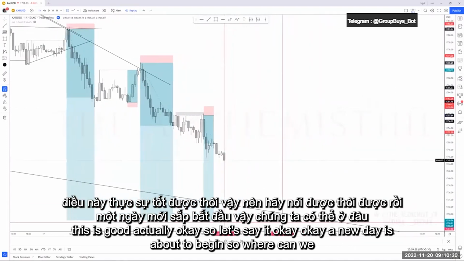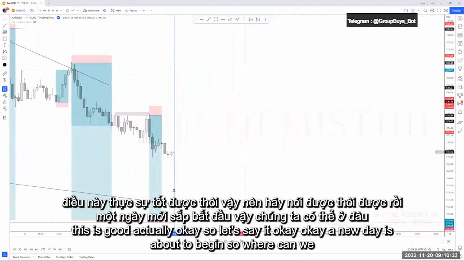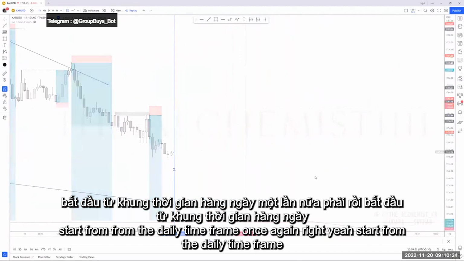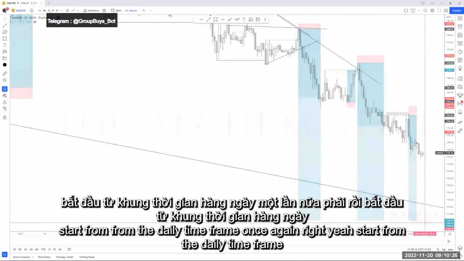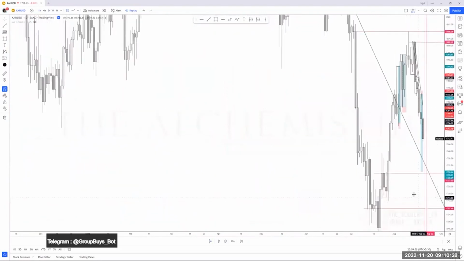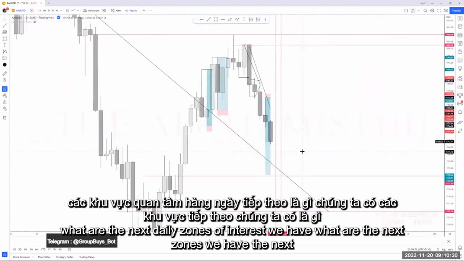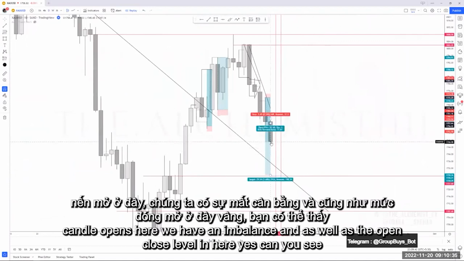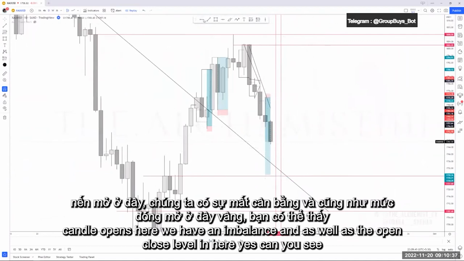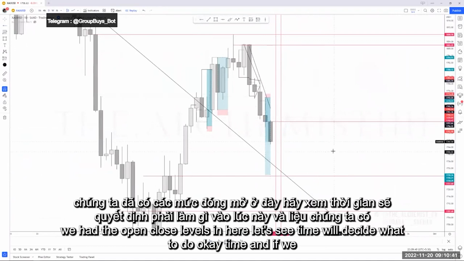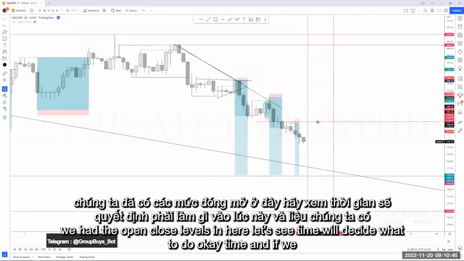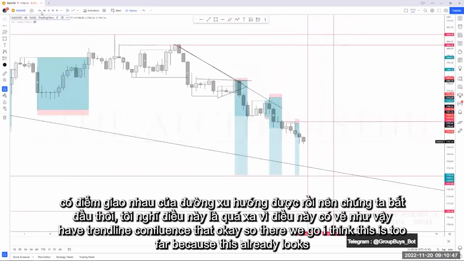Okay. A new day is about to begin. So where can we start from? From the daily time frame once again, right? Start from the daily time frame. What are the next daily zones of interest we have? The next candle opens here. We have an imbalance as well as the open close level in here. Can you see it? Let's see, time will decide what to do. Time, and if we have trend line confluence, that.